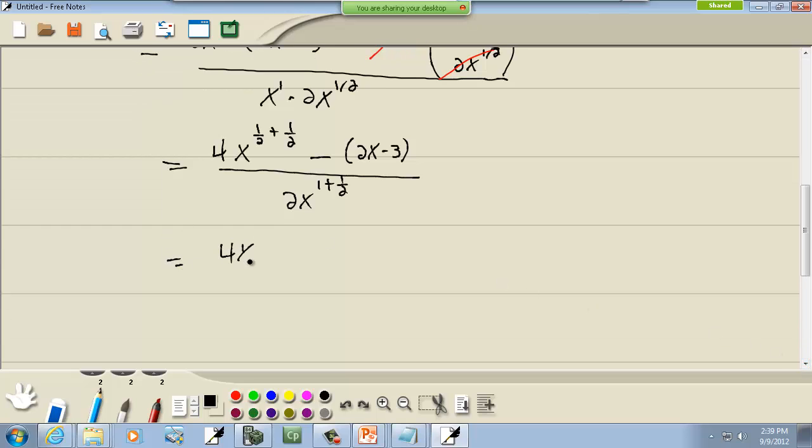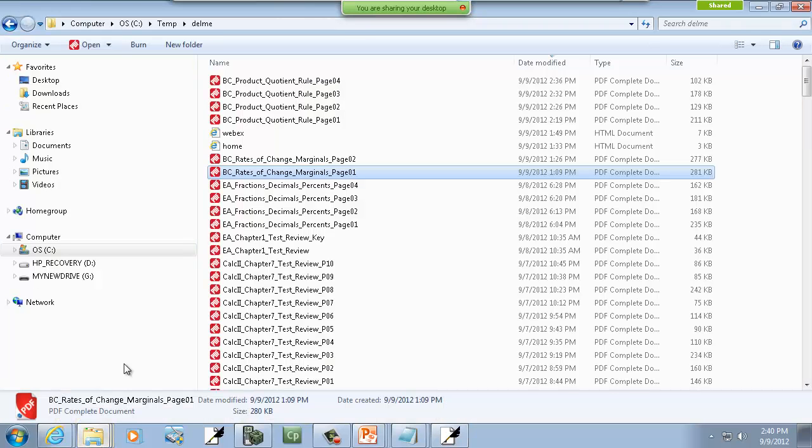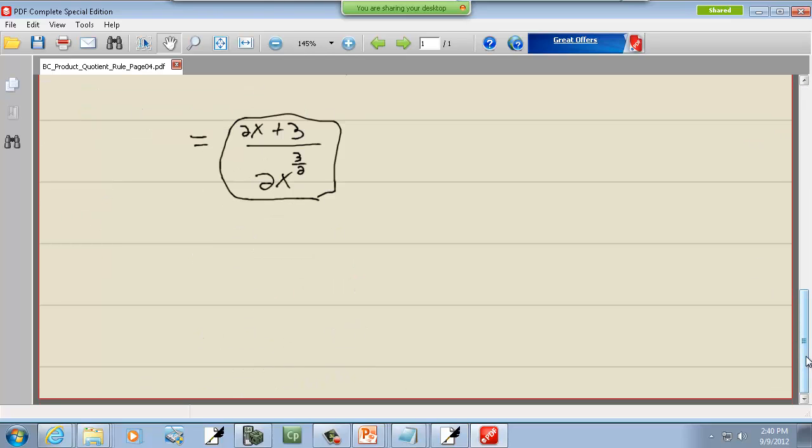So up on top here, 1/2 plus 1/2 is 1, so that's 4x. And this negative is going to flip the sign of everything, so it becomes a negative 2x plus 3. And then down here, 1 plus 1/2 gives us 3/2. So that gives us 2x plus 3 over 2x to the 3/2. Hopefully we came up with the same thing as we did last time. Let me see here, I'm just curious. Because I sometimes do not add numbers and multiply them and divide them and so forth correctly.